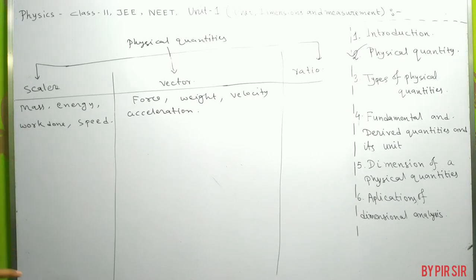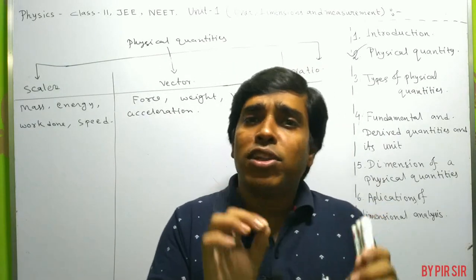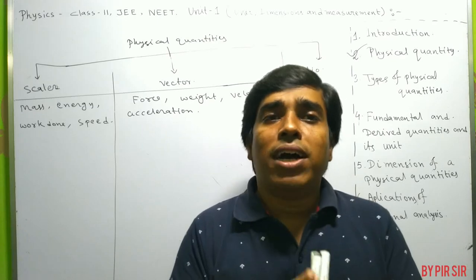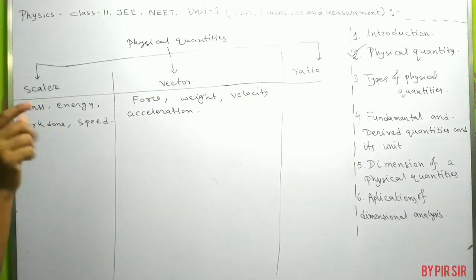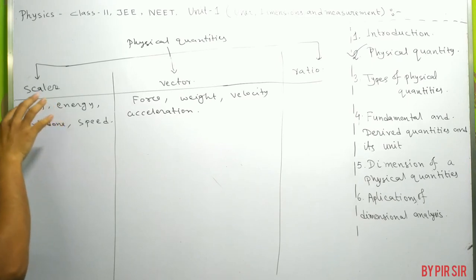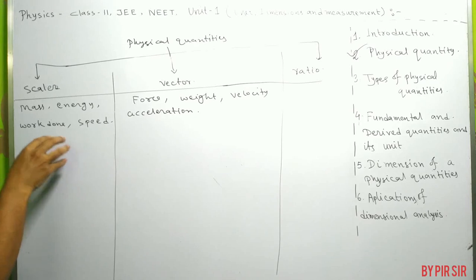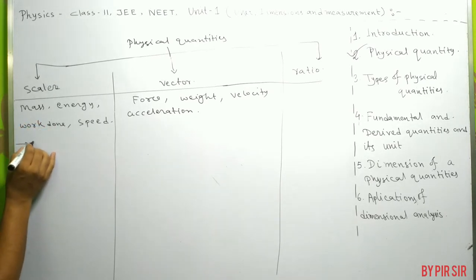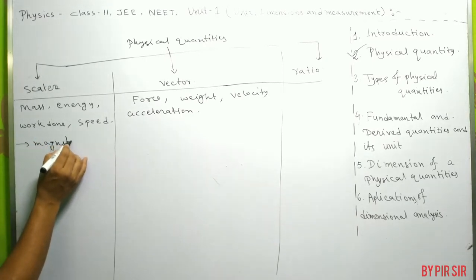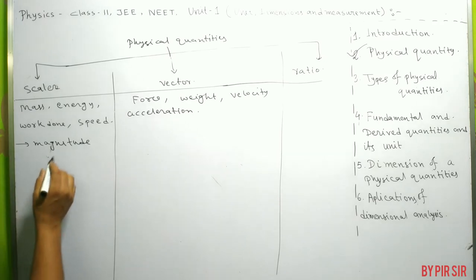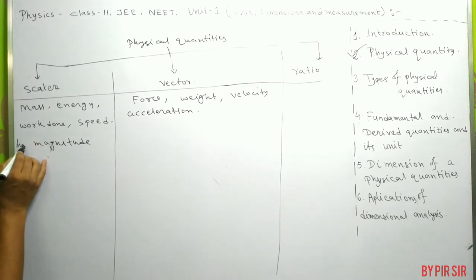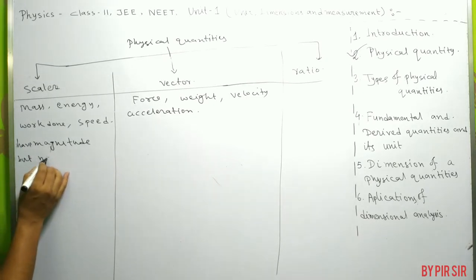If you take mass, this mass only has magnitude. There is not a specific direction. Also energy has only magnitude, no need for a specific direction. Work done also has magnitude, but no need to express the direction. Speed also. So these quantities have only magnitude but no specific direction.